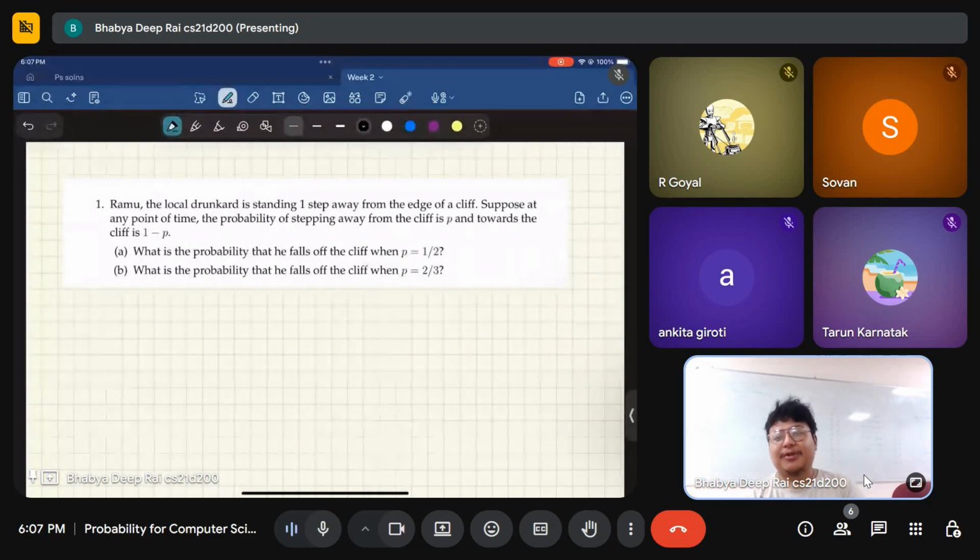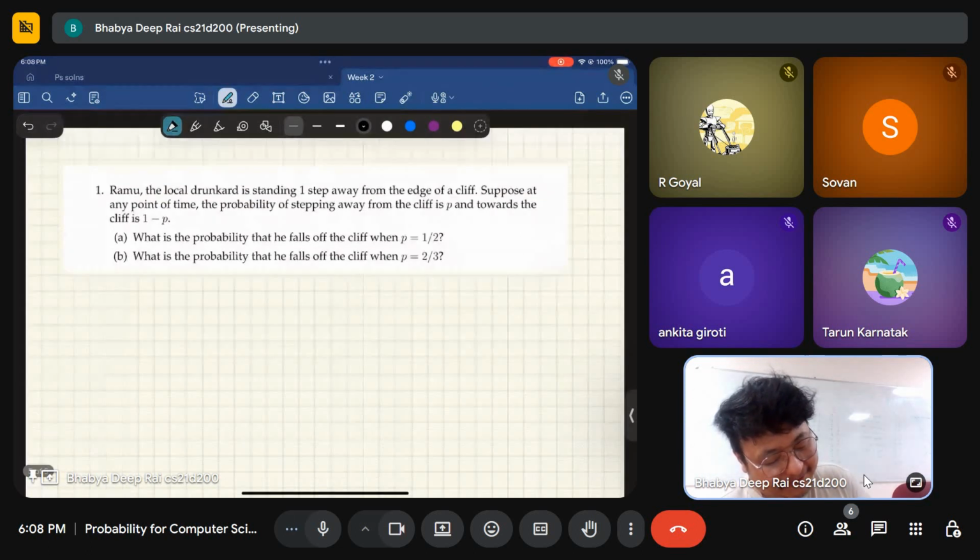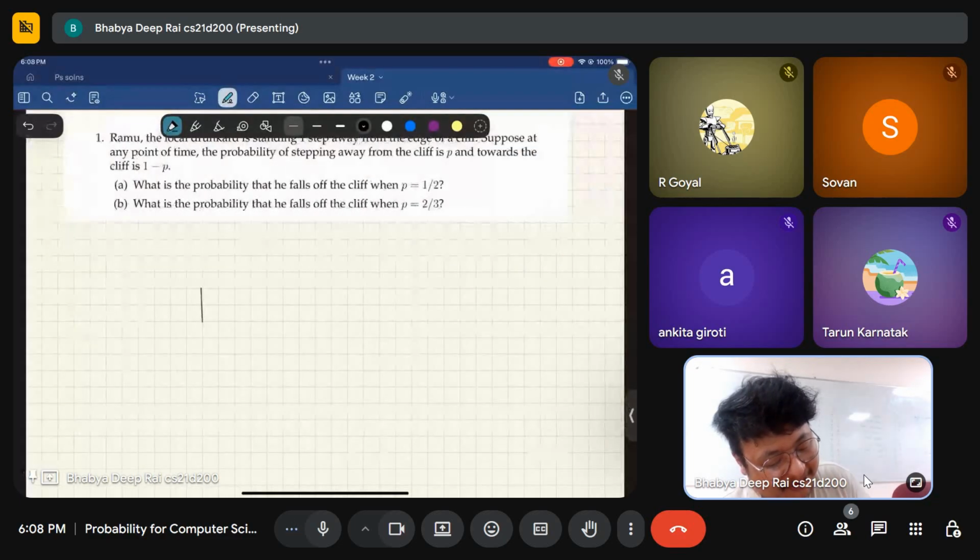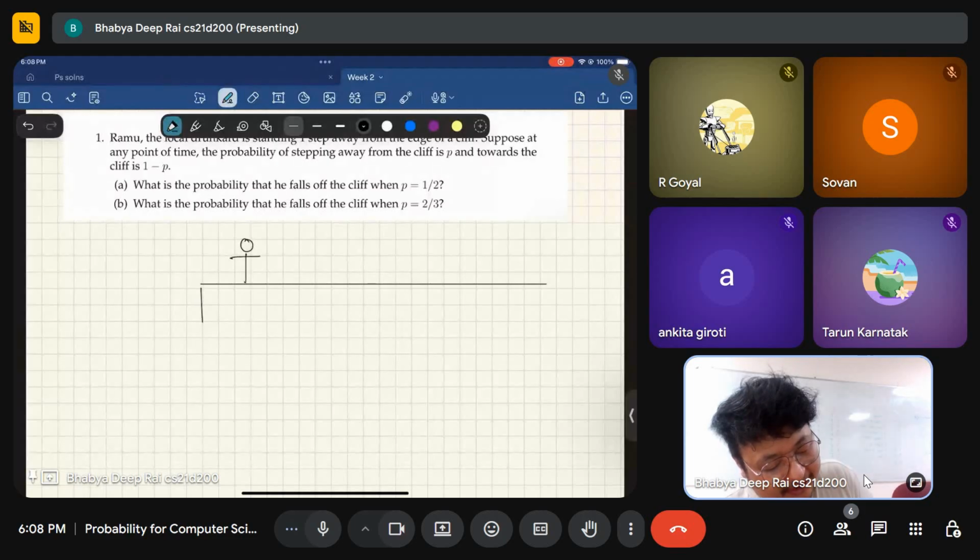The question says Ramu, the local drunkard, is standing one step away from the edge of a cliff. Suppose at any point of time, the probability of stepping away from the cliff is p, and towards the cliff is 1 minus p. Then what is the probability that he falls off the cliff when p is half? Let me just draw the picture that we drew last time. Here is Ramu, standing exactly one step away from the cliff.